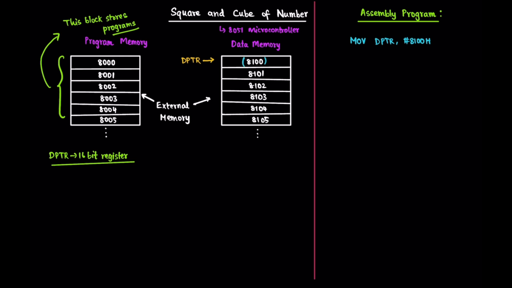The next thing which I want to do is, in this 8100H location there will be a data value which will be present inside this address location. Now what I want to do is copy this data value into another register called the accumulator, which is present in 8051. So I am going to store whatever is present in 8100 in the accumulator.